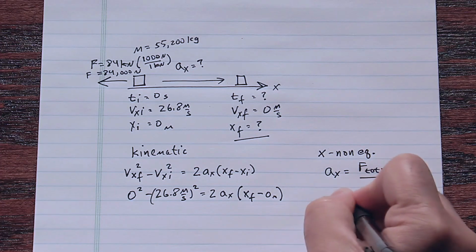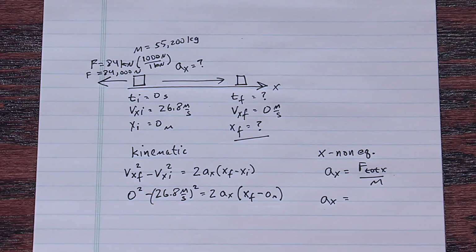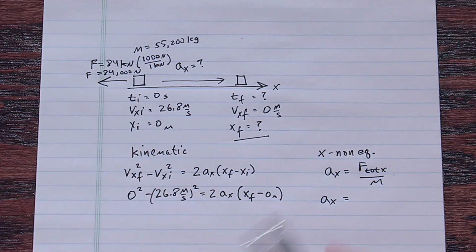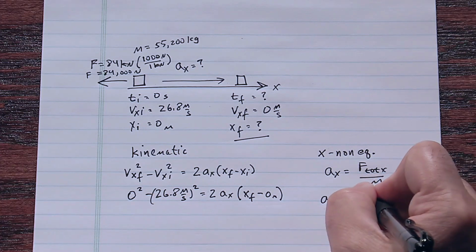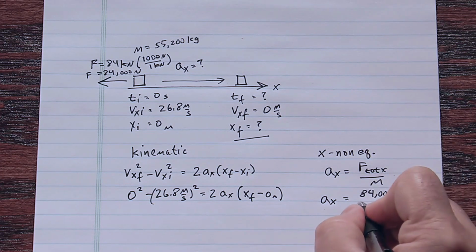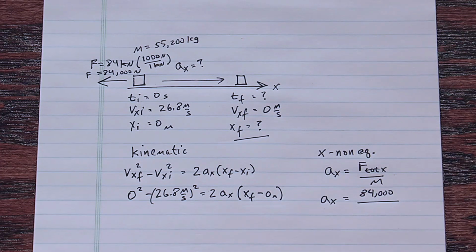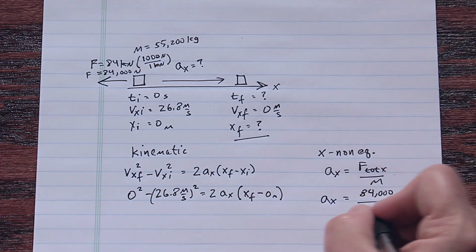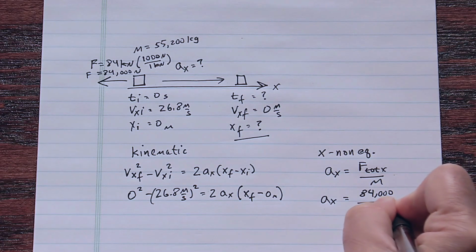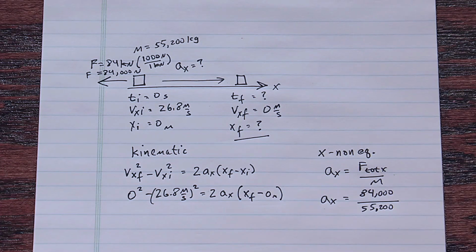ax is equal to the total force in the x direction. Well, what forces do we have acting in the x direction? There's only one, and that is the braking force. And that is 84,000 newtons divided by the mass of the train, which is 55,200 kilograms.